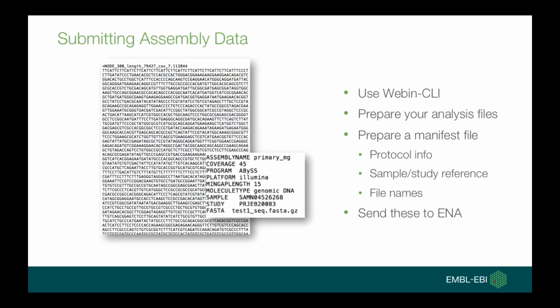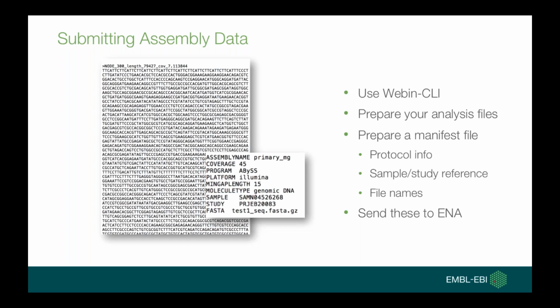Submitting assembly data is much the same. You have here, for example, a FASTA file. So this is some assembly that we've done, and then you describe it in the manifest file once again. So we've got the name of the assembly, the coverage, the program that we've used to do it. And then you also include an assembly type option. It's not shown in this manifest file, but you include an assembly type option to indicate what sort of assembly you've done, be that primary, metagenome, bin metagenome, or MAG. But once again, it contains the kind of protocol info, the sample and study reference, and the names of the files or just file that you're submitting.